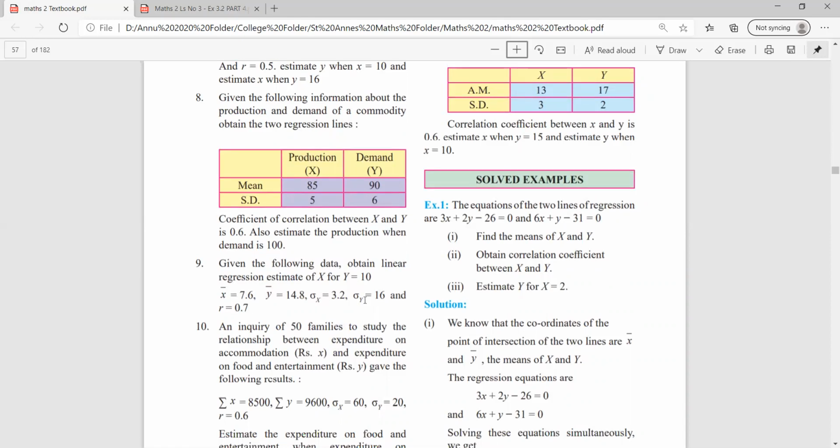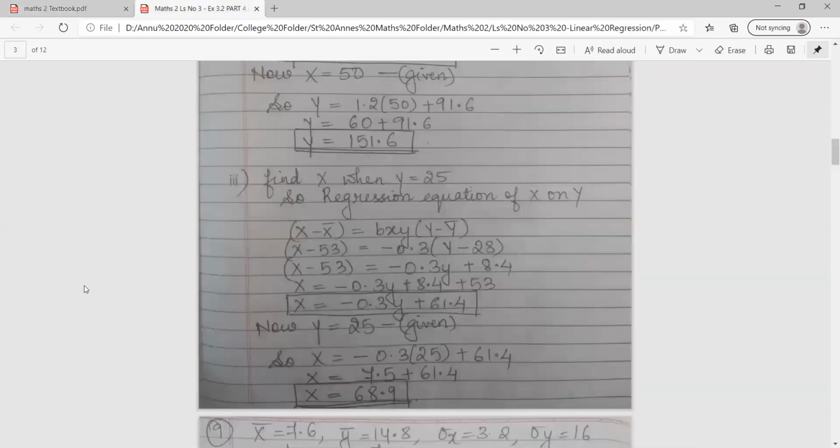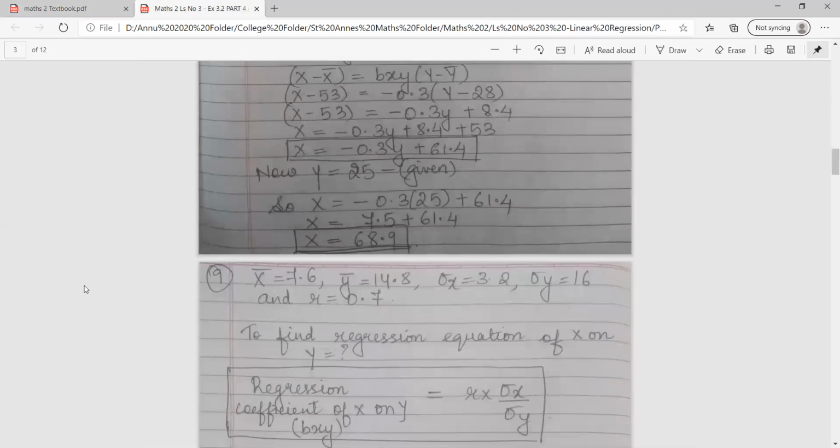Now observe the question very carefully, class. You have got x bar, y bar, you have got correlation coefficient r, and also you've got standard deviation x and standard deviation y. But in this particular question, you do not have the regression coefficients. So what we are going to do is first we'll find both the regression coefficients.